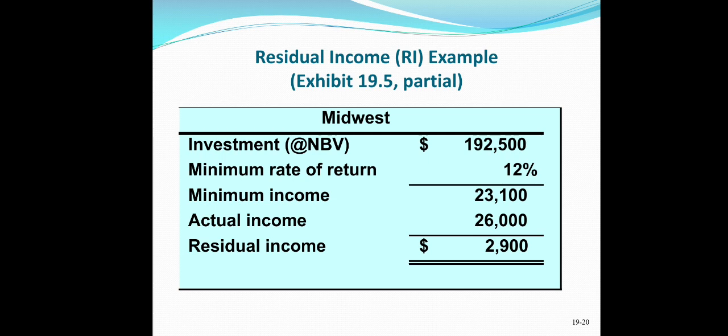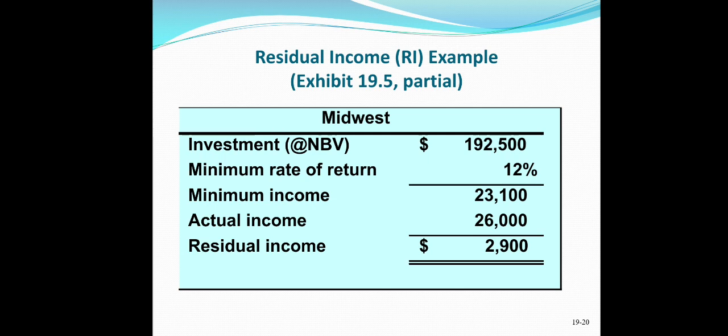So it depends. But in the examination, the question will give you the minimum rate of return. Most of the time, the minimum rate of return is according to the risk of the investment. The higher the risk of the investment, the higher the required rate of return. So see here, investment times the minimum rate of return of 12% equals 23,100. That is the minimum income for this investment.